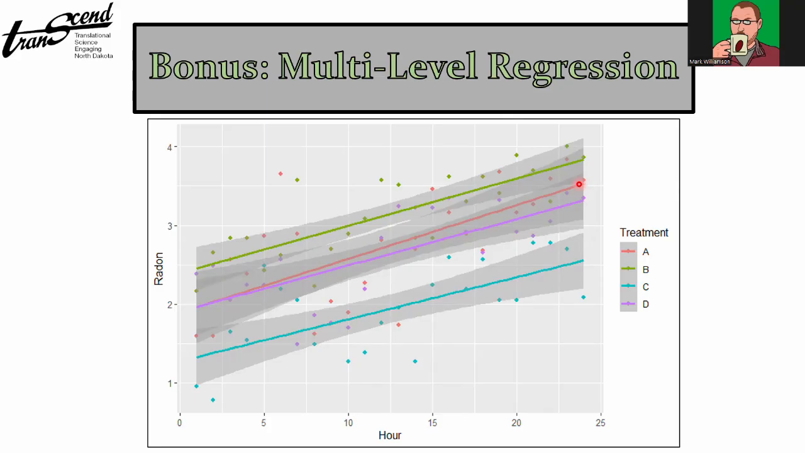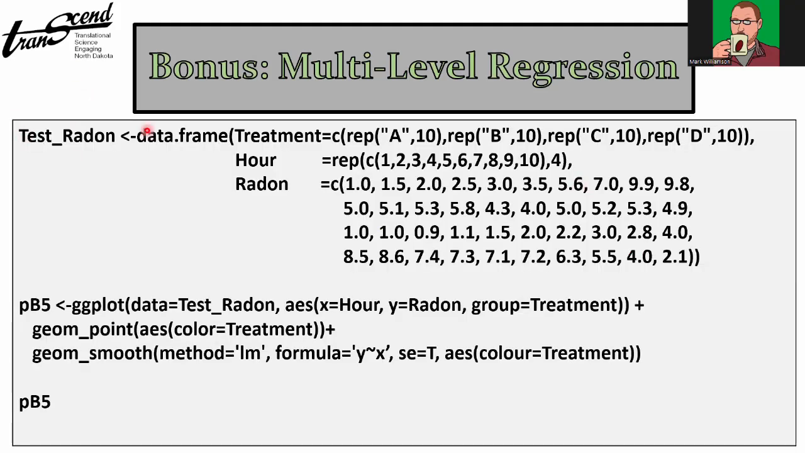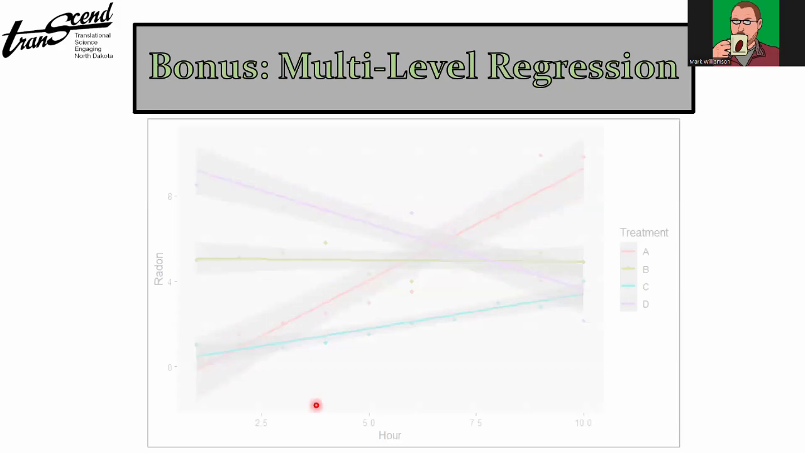So that's kind of nice, but I wanted to create an artificial data set to really show how freely the different treatments can vary if the data is there. So I'm going to create this test radon, just a fake data set here, 4 different treatments again against just 10 hours. But then I purposely created data here to make very different slopes and intercepts. You can do the same sort of thing here to plot this, and this is what I get here.